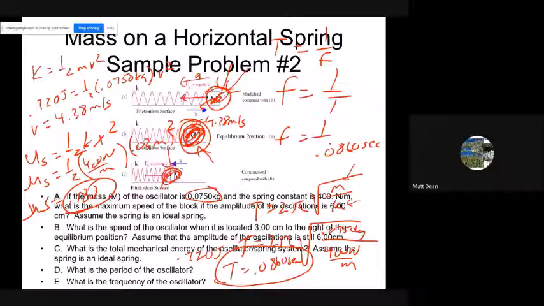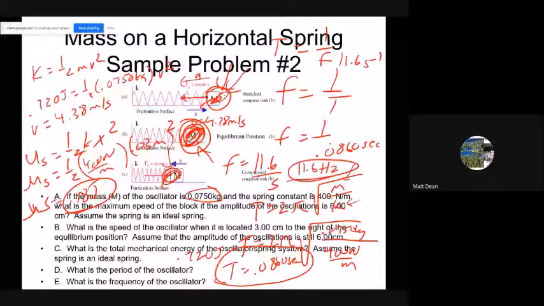1 divided by 0.0860, and that gives us 11.6. Now, what are your units going to be on that? You could write it as something like that per second. You could write 11.6 s to the minus 1, or you could write 11.6 hertz, which is another way of saying how many things happen per second. Any of those units will work: over seconds, s to the minus 1, or hertz.